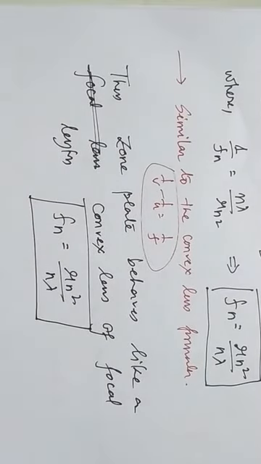If we put n equals 1, we get the first zone, so we get one focal length f1. If we put n equals 2, we get another focal length f2. If we put n equals 3, we get another focal length f3. In this way, for various zones the position of focus will be different. That's why it is said that a zone plate has multiple foci.